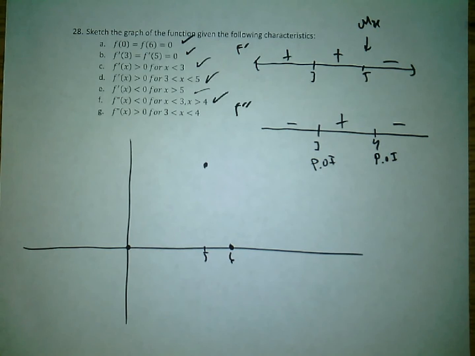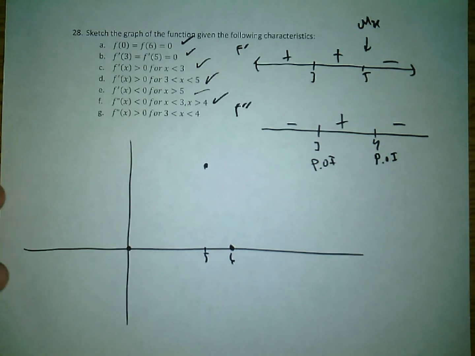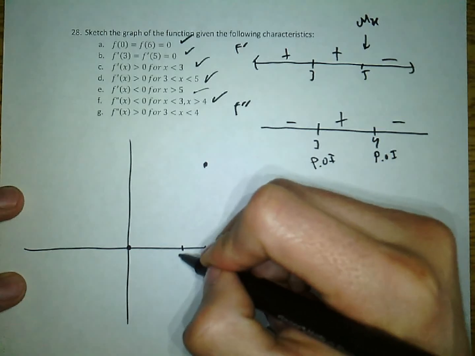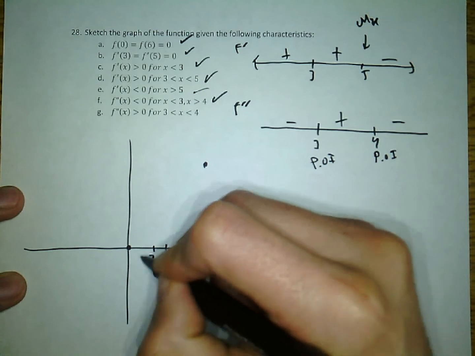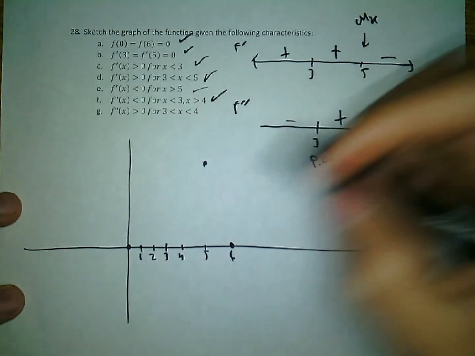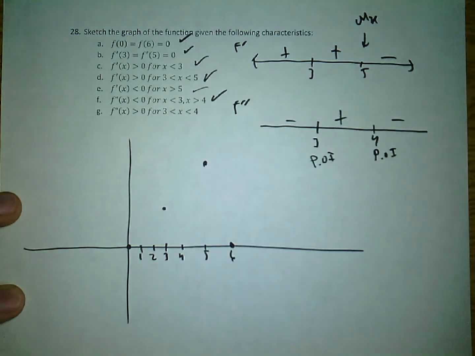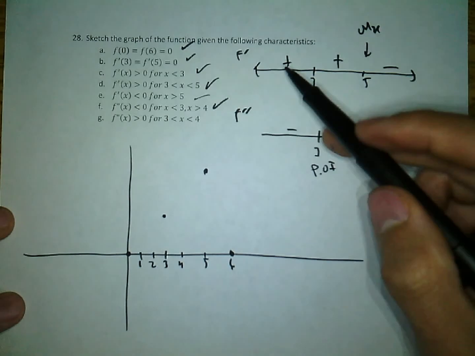Okay. So here's what I know. 3 seems to be an important point, so I'm going to mark 4, 3, 2, 1. At 3, I have to have a point of inflection, so I'm just going to plot a point right there. But then at 4, I also have a point of inflection. Let me take it step by step.